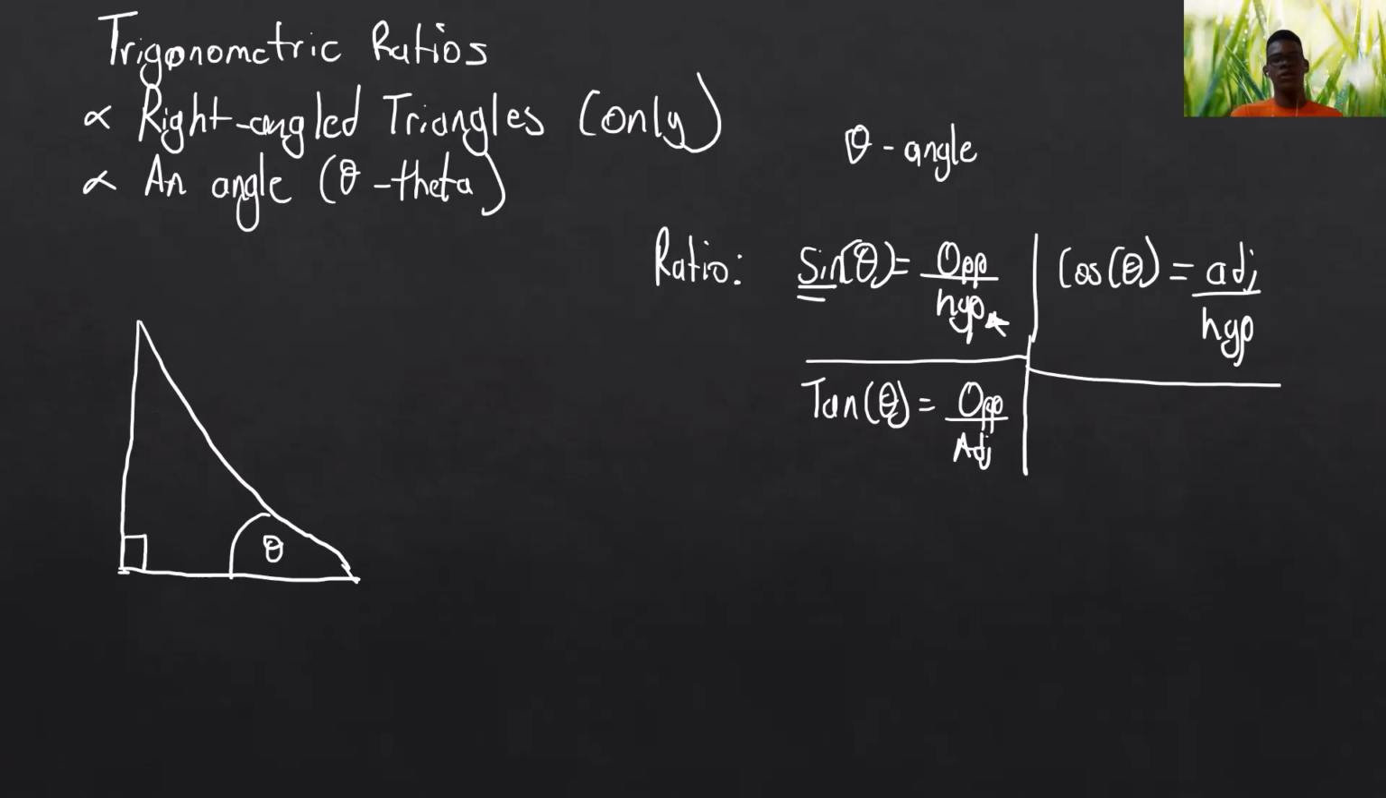Now, one thing I want you to recognize is that you can't identify your opposite and the adjacent without knowing what theta is, without knowing where theta is. You need to identify where theta is. And the reason for that is because the side that's called the opposite is actually opposite of theta. So the side here is opposite. Opposite is actually the opposite side to theta.